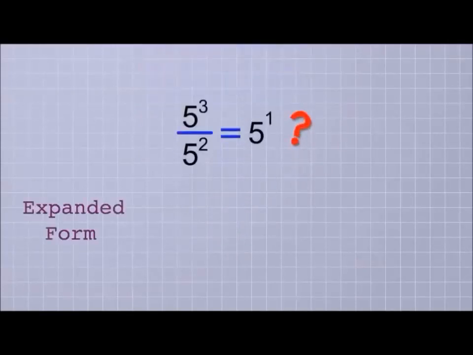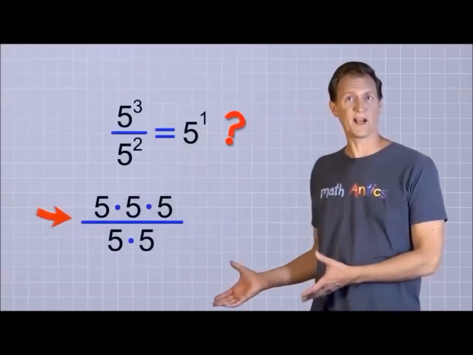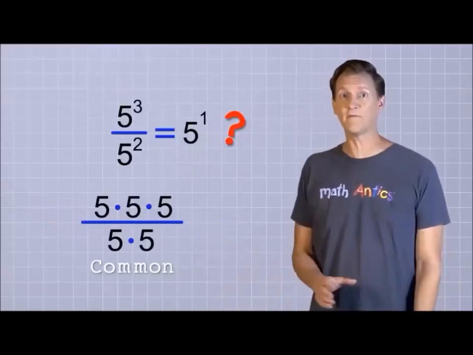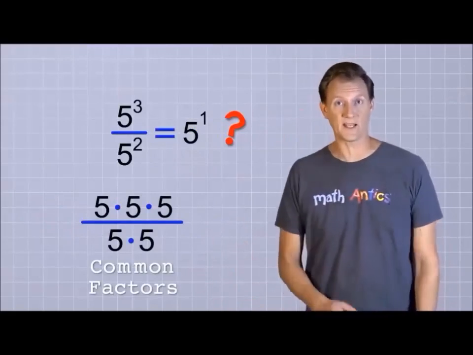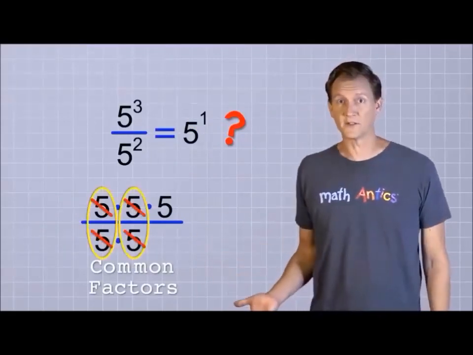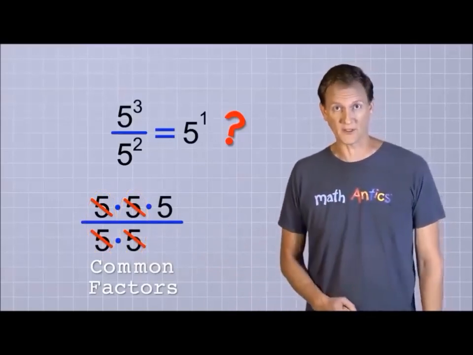To see, let's write the expression out in expanded form. On the top of our division problem, we have 5 to the third, which is 5 times 5 times 5. And on the bottom, we have 5 to the second, which is 5 times 5. Does this look like something you've seen while simplifying fractions? Yep, since all the bases are the same, they form pairs of common factors on the top and bottom that can be canceled out. This 5 over 5 cancels, and this 5 over 5 cancels. If you don't know why that works, be sure to watch our video about simplifying fractions.